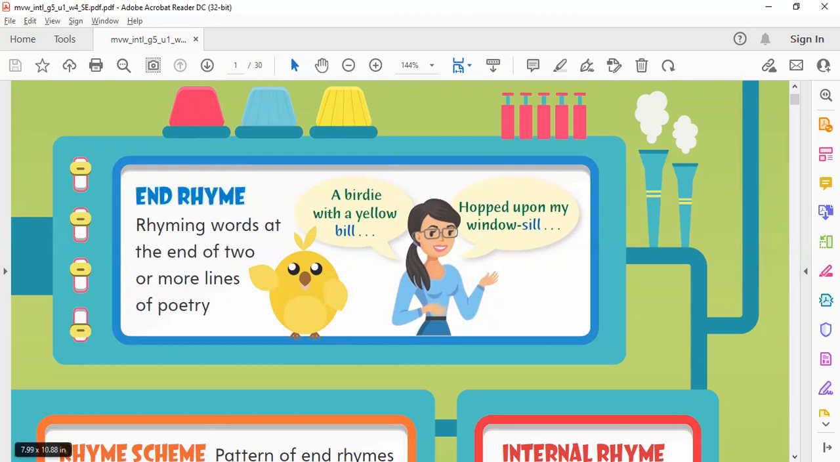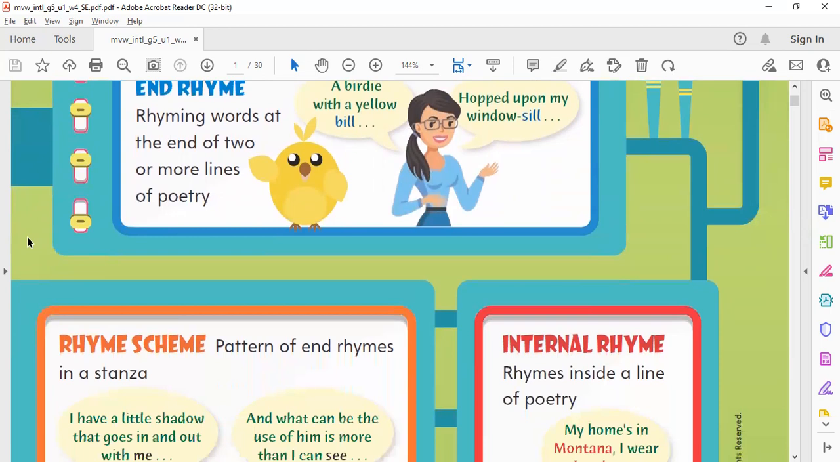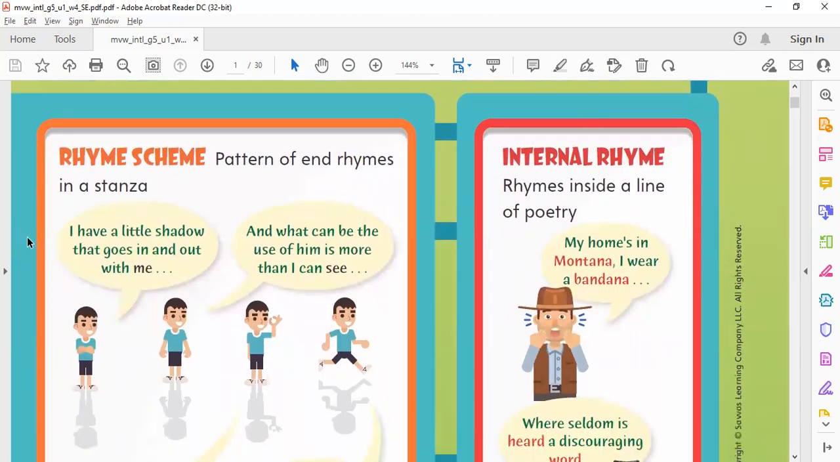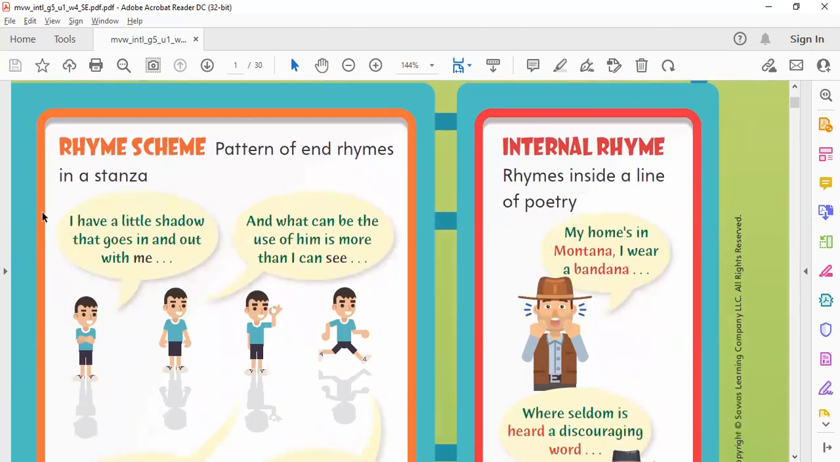The next one is detailed in rhyme scheme. Let's call this an end rhyme: when two lines end with the same sound. So when two lines end with the same sound, this is called an end rhyme. Now, the rhyme scheme is the pattern of end rhymes in a stanza.